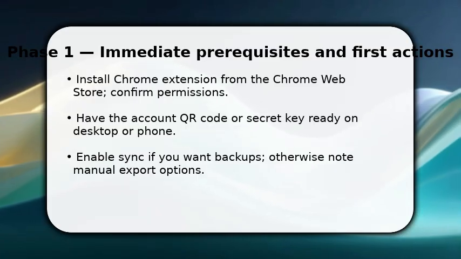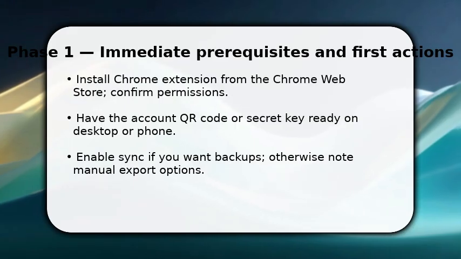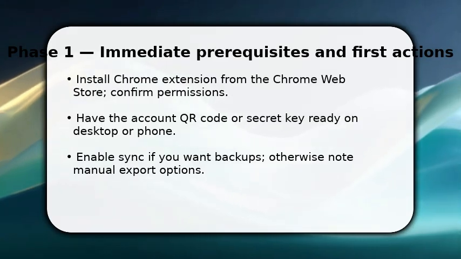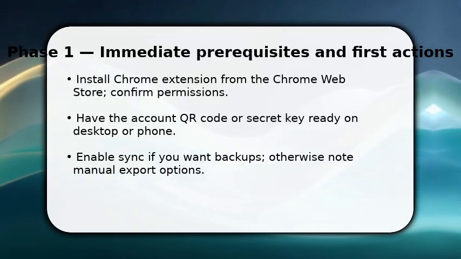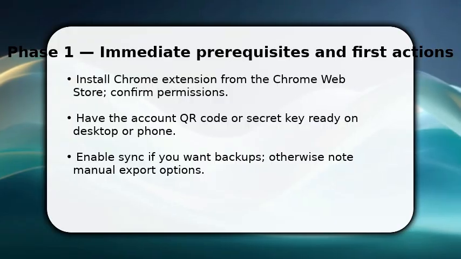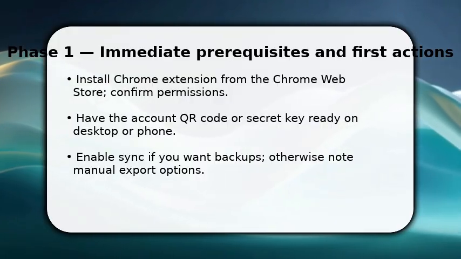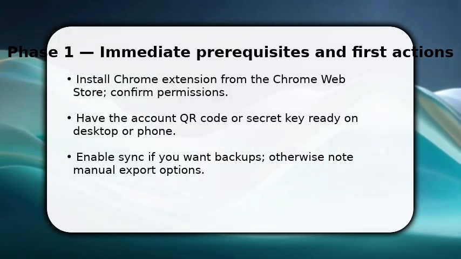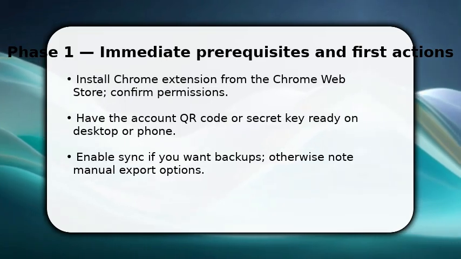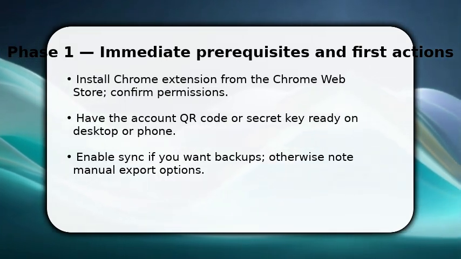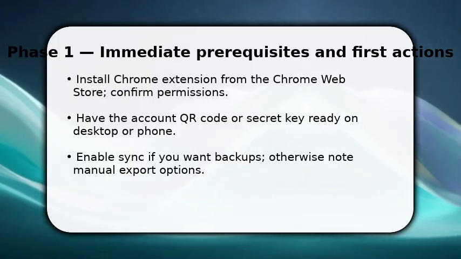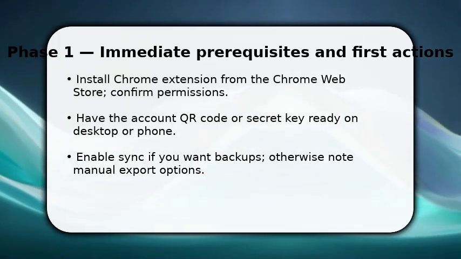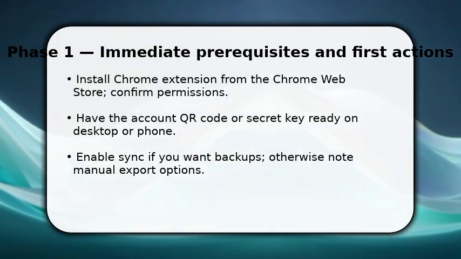You start by confirming prerequisites and then act. Install the Chrome Authenticator extension and accept only the permissions it needs. Make sure you have the account QR or secret key visible. This lets you add accounts immediately. Once done, open the extension icon, click Add, and choose Scan or Enter Key. If you want redundancy, enable Chrome Sync now, otherwise plan to export each account manually. This prevents lockout if you lose your device.